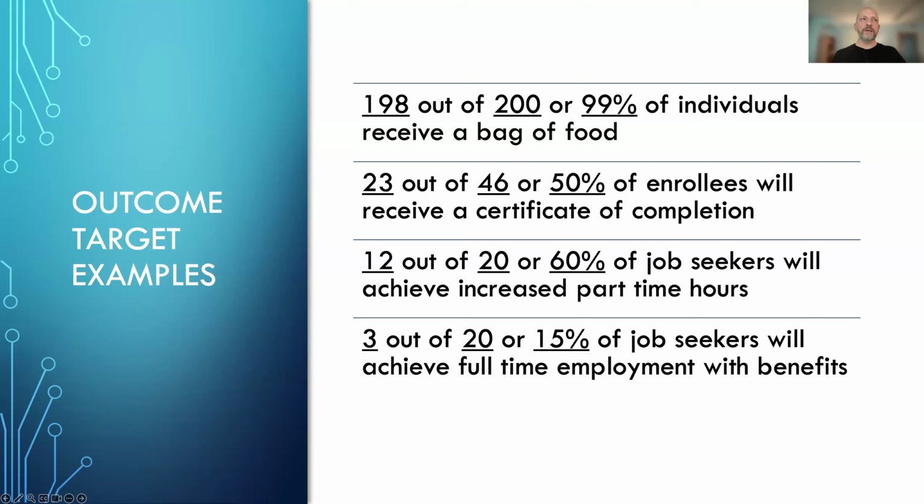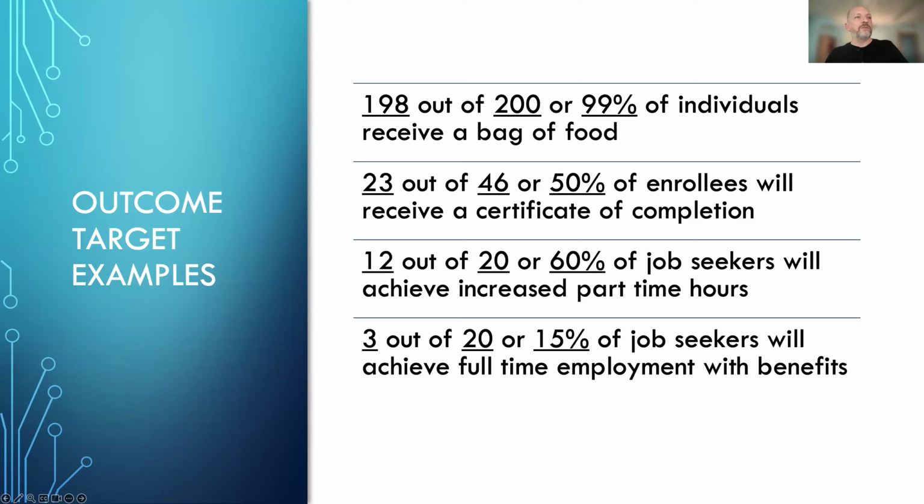Second one, 23 out of 46 or half of enrollees will receive a certificate of completion, right? So that is, and these are just the targets, right? So in this case, we're looking at like half of enrollees actually achieve.